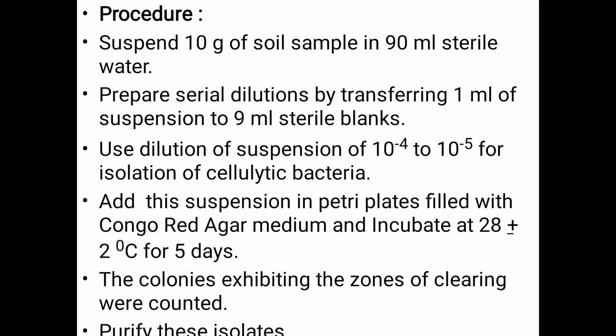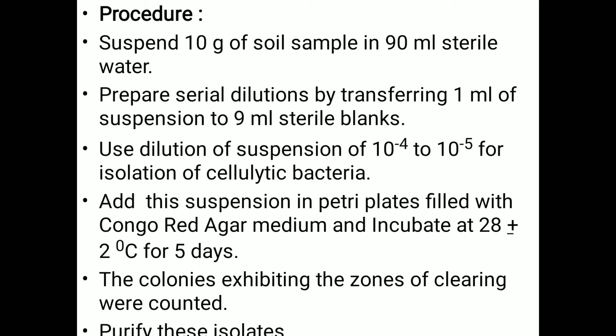Take 1 ml of suspension from the first test tube, that is 10 to the minus 1, and transfer it into the second test tube, which contains 9 ml of water. So the total will be 10 ml, which gives 10 to the minus 2 dilution. Again we transfer 1 ml suspension from the 10 to the minus 2 dilution into the third test tube, which already contains 9 ml of water. So by adding 1 ml, this gives 10 to the minus 3 dilution.